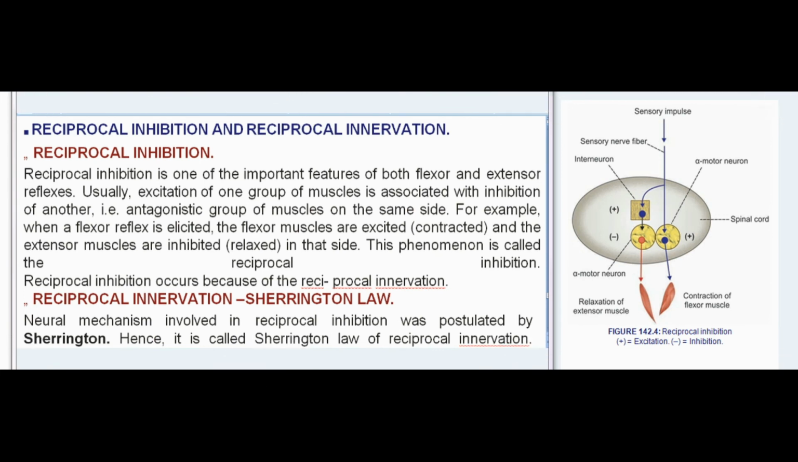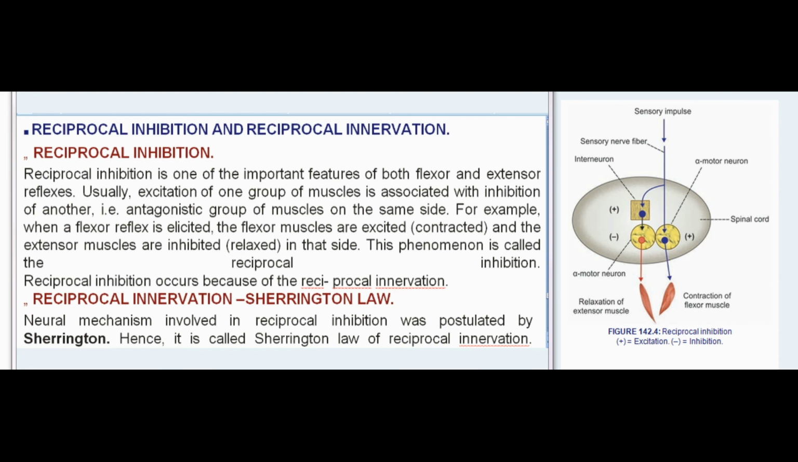Reciprocal inhibition and reciprocal innervation. Reciprocal inhibition. Reciprocal inhibition is one of the important features of both flexor and extensor reflexes. Usually, excitation of one group of muscles is associated with inhibition of another, i.e. antagonistic group of muscles on the same side. For example, when a flexor reflex is elicited, the flexor muscles are excited, contracted, and the extensor muscles are inhibited, relaxed, on that side. This phenomenon is called the reciprocal inhibition. Reciprocal inhibition occurs because of the reciprocal innervation.